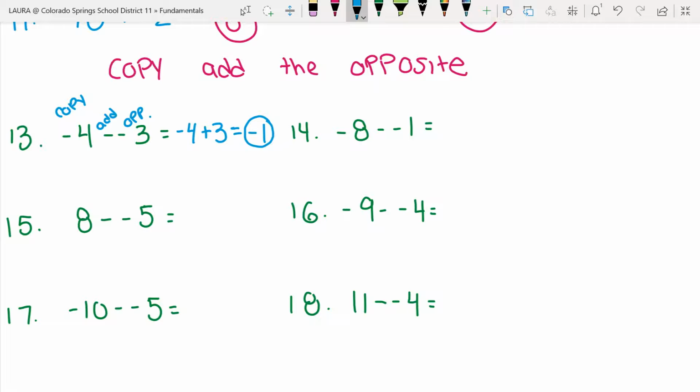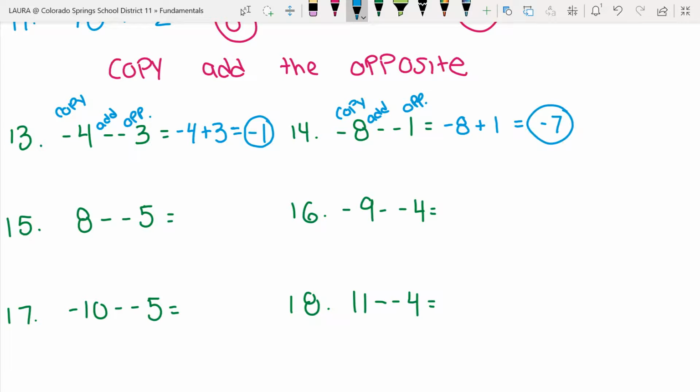Let's try number 14. We have -8 minus -1. So again, a subtraction problem means we copy, add the opposite. So I copy the first number, -8, change the minus sign to a plus. In this case, the opposite of a -1 is a +1. From here, I'm adding, and because I have one negative and one positive, those are opposite signs, which means you subtract. 8 minus 1 is 7. Which number is bigger? Well, that's 8, and 8 is negative. This means our answer is negative. So number 14, we have -7.